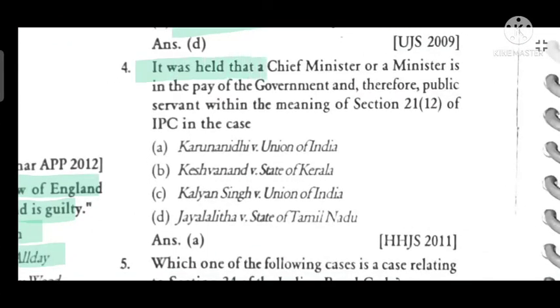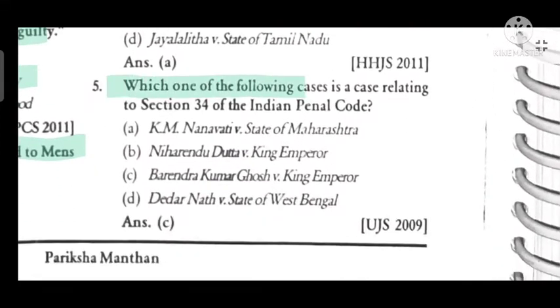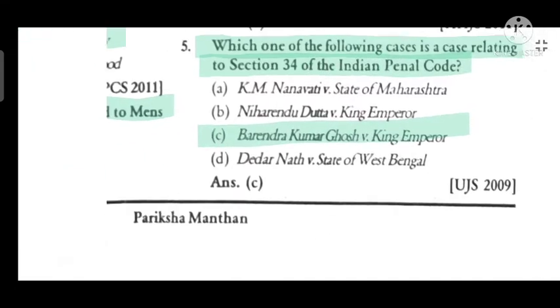It was held that a chief minister or a minister is in the pay of government and therefore a public servant within the meaning of section 21 clause 12 of IPC in the case of Karunanidhi versus Union of India. Which one of the following cases is related to section 34 of IPC? Barendra Kumar Ghosh versus King Emperor.